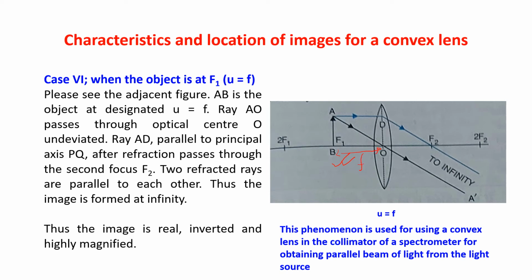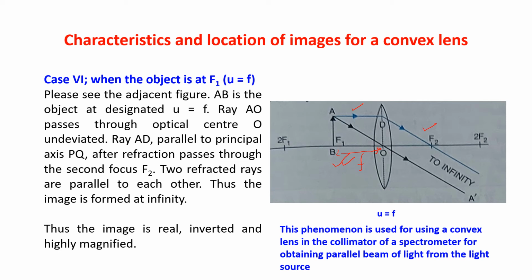Again we have to consider two rays. AB is the object. One ray AD is passing parallel to the principal axis and going through the focus f2, and another ray is passing through the optical center O, which will pass undeviated. Now these two refracted rays are parallel to each other, and they will form an image at infinity.